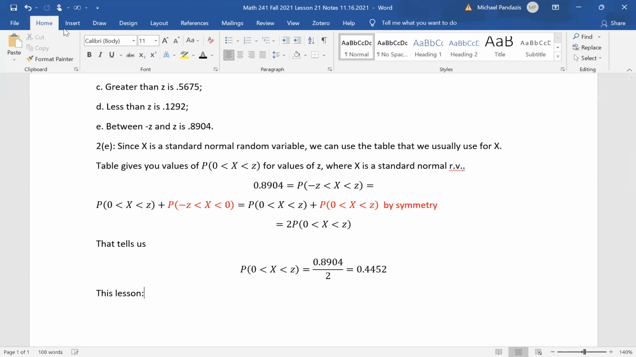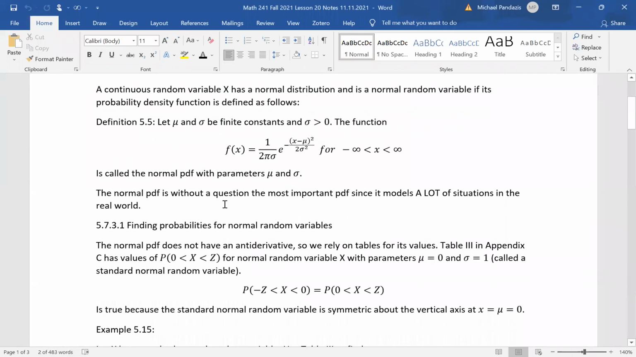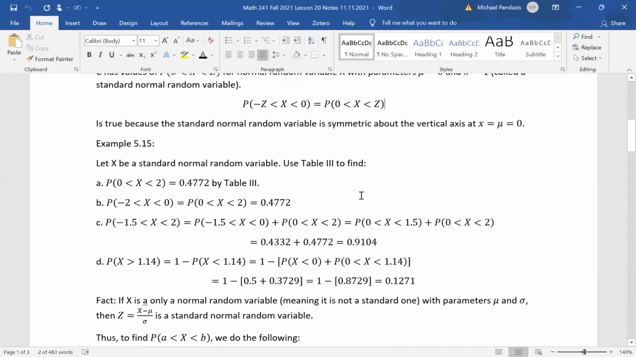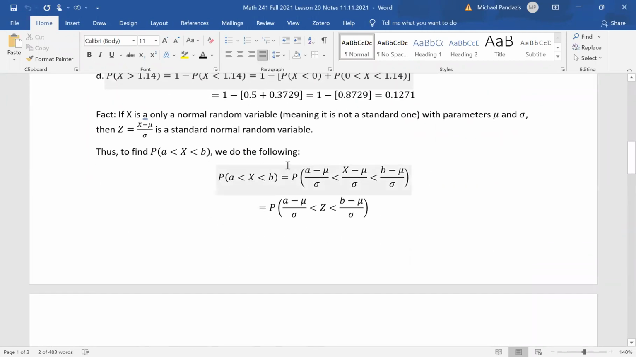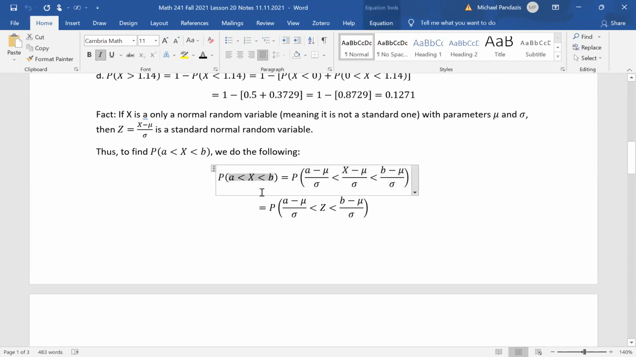At the end of last class, we talked about the normal distribution. So we found probabilities for normal random variables. We used the table to calculate probabilities of a standard normal random variable. Then we talked about how to relate the probability of just a normal random variable with the probability of a standard normal random variable. So we changed the interval. Starting with just a normal random variable, we translate this probability in terms of a standard normal random variable.